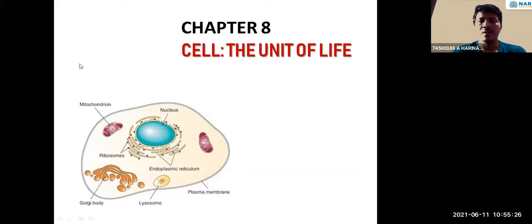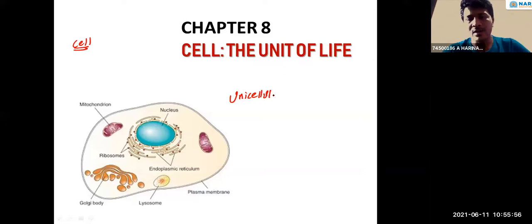So this is Chapter 8, the cell, the unit of life. The cell is the fundamental structural unit of life, right? What is the difference between living and non-living? Living things are made up of cells. But some organisms are unicellular, like amoeba, bacteria, Paramecium, Euglena, and chrysophytes, which are unicellular.